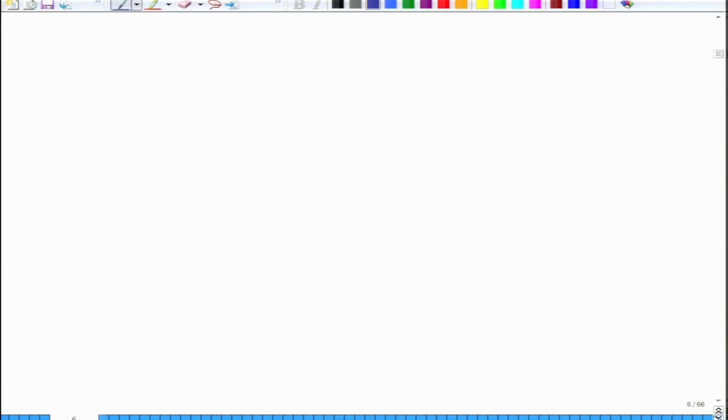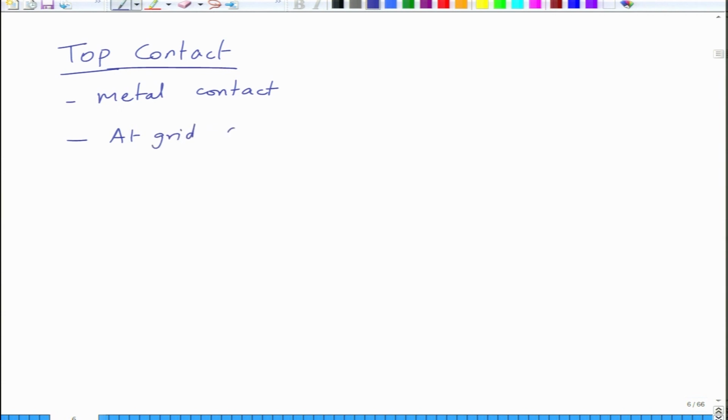And then we have the top contact. So, the top contact in these cells is basically a metal contact, and you can have an aluminum grid on top, okay, and generally it is done through a shadow mask.